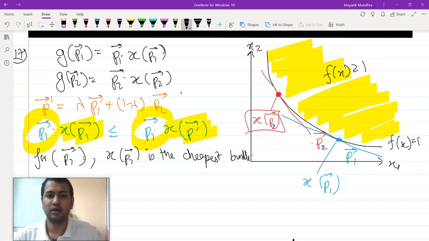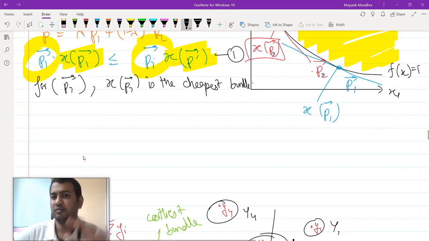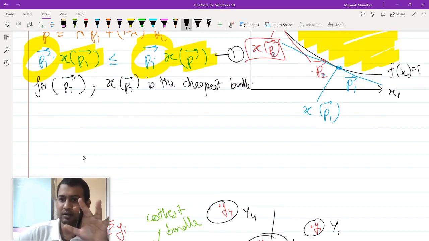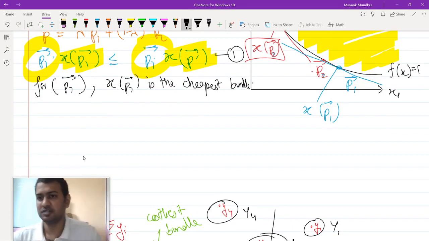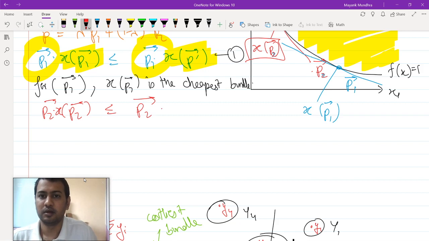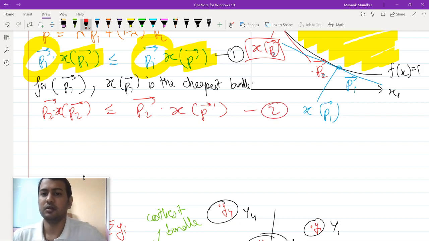So this is, let's say, my relationship number 1. Relationship number 1 says that when prices are p1 vector, x of p1 vector should be the cheapest bundle. Similarly, when prices are p2 vector, then the bundle x of p2 vector should be the cheapest bundle, so p2 vector dot x of p2 vector is less than or equal to p2 vector into x of p prime vector. So this is your relationship number 2.